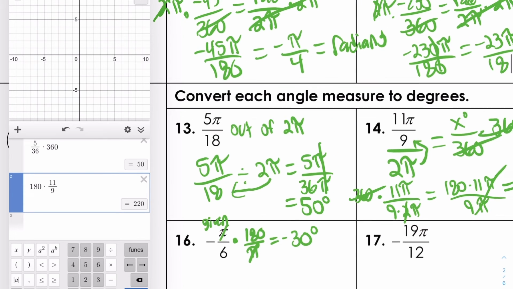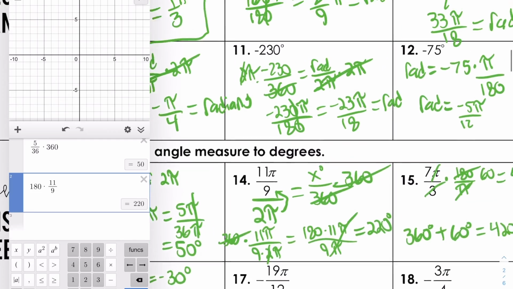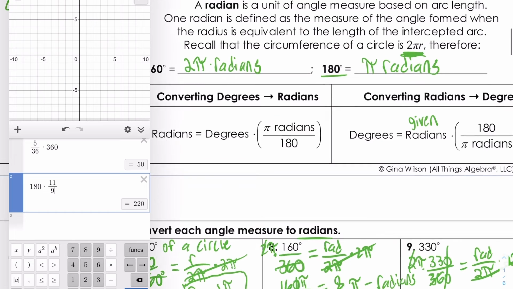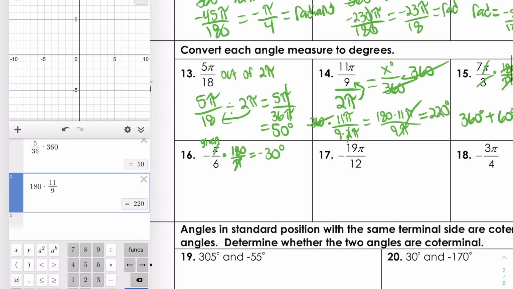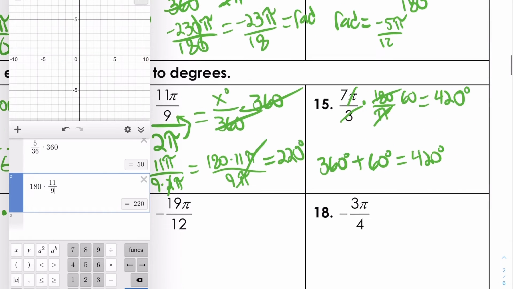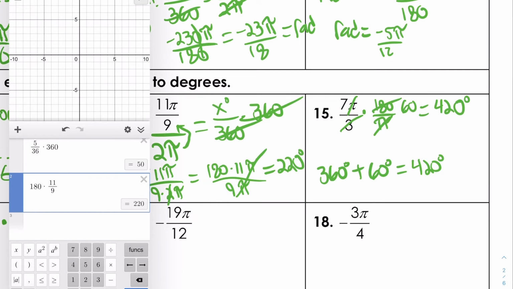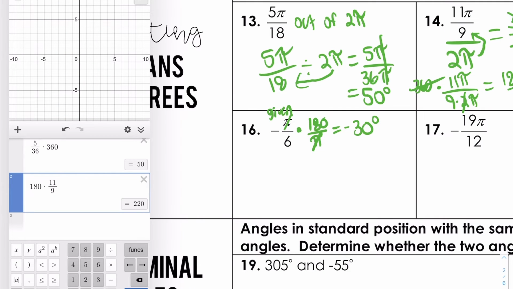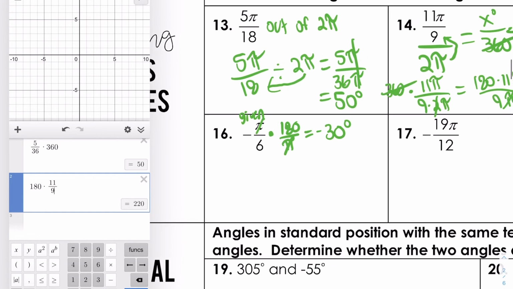Let's look at the top part and see if we did any of them that ended up with a pi over 6. No, we didn't. But here's a pi over 6. Over here, whenever we did the fraction, it was 2 1/3 pi. So 1/3 of pi ended up being 60 degrees. 1/6 of pi should be half as big. So yes, this one, number 16, makes sense.